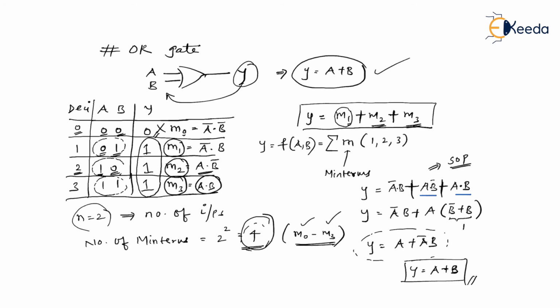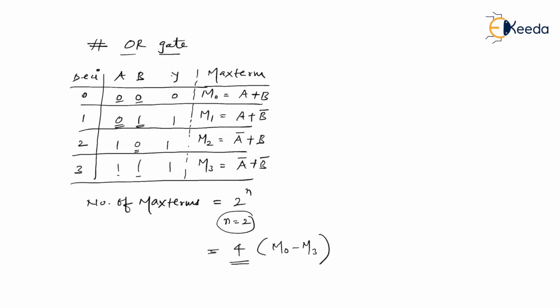On the contrary, for maxterms, what you are going to do is, look at this. Even though you got 4 maxterms, that is M0 to M3, you are going to consider only those maxterms for which the output is 0. Therefore, now I can write Y, which is equal to, only those maxterms for which output is 0. So as you can see, output is 0 only one time. Rest of the time output is 1, meaning that you are not going to consider M1, M2 and M3. Simply I can write Y equal to M0.